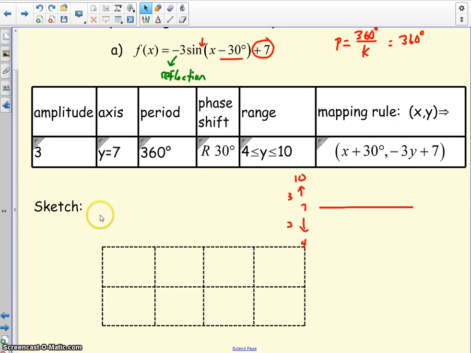I'm going to start with the y values first, and the key y values come from our range. We know our axis is going to be in the middle, and that has a y value of 7. So my middle y value is going to be 7. Doing exactly what I did up here, knowing that I have an amplitude of 3, my maximum value is going to be 10 and my minimum value is going to be 4. So all the key y values on one cycle of the graph are 4, 7, and 10: my minimum, my axis, and my maximum. Now I have to figure out the x values.